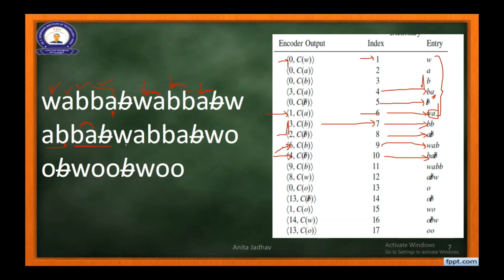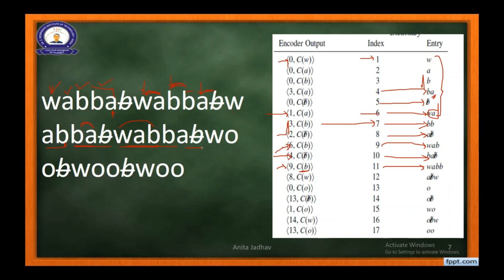So same here, WA, it is already there. If you can find, WAB is there in the dictionary. So I will write a token for WAB, which is nothing but 9. I will concatenate the next symbol B, and make a new entry. So it becomes WABB. Okay, so this much is over. A space, it is already there. So I will write down the A space.